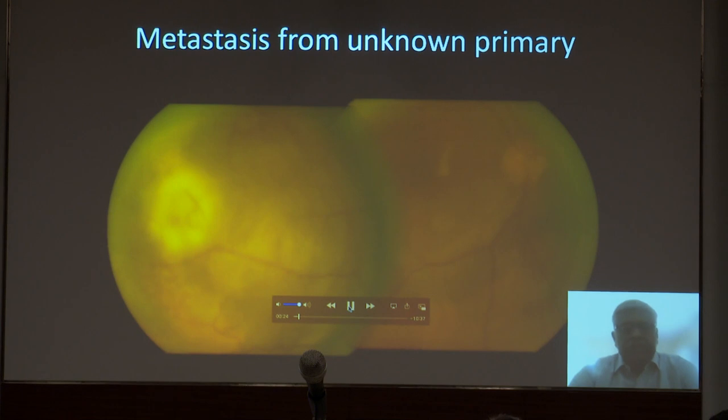Here is a classic example of when a fine needle aspiration biopsy may be required in managing an intraocular tumor. This elderly gentleman presented with a choroidal mass and a secondary retinal detachment.